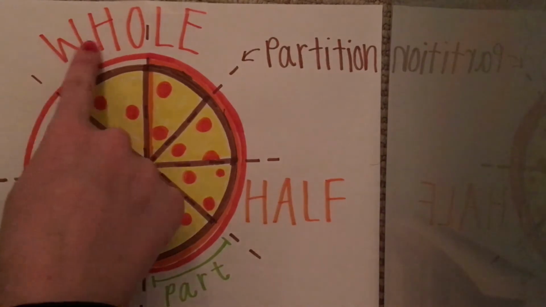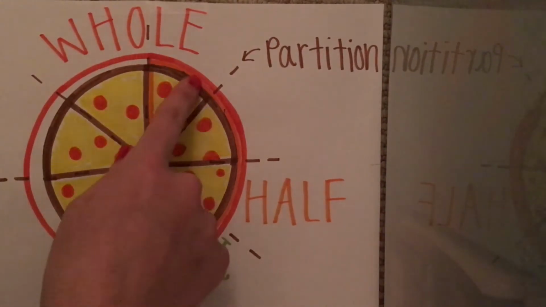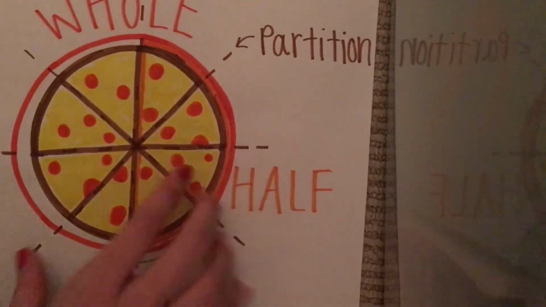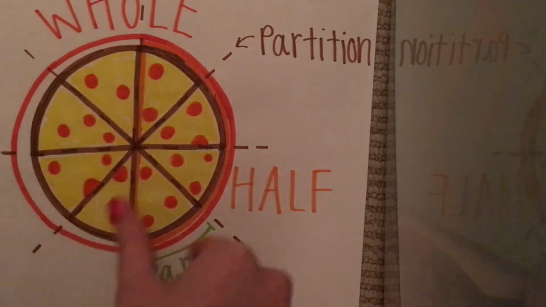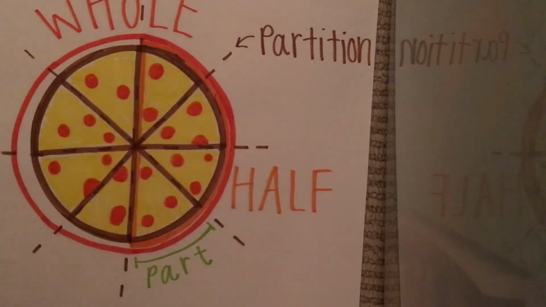Alright, the next word we have is whole. And whole is just the whole shape. So in this case it would be the whole pizza, or if it was a pie, or we could say the whole circle. That is the whole. It's all the pieces together.